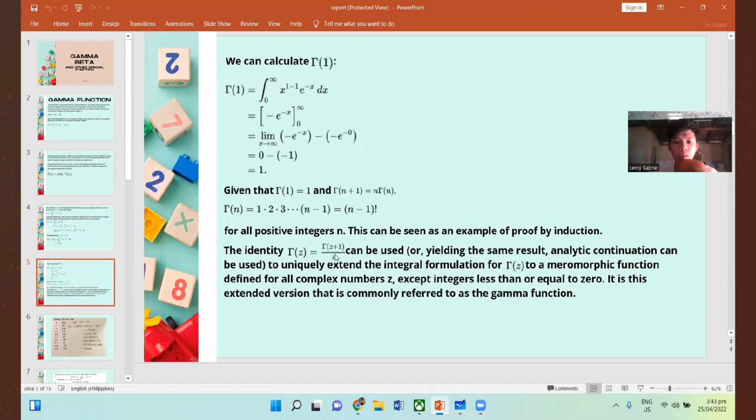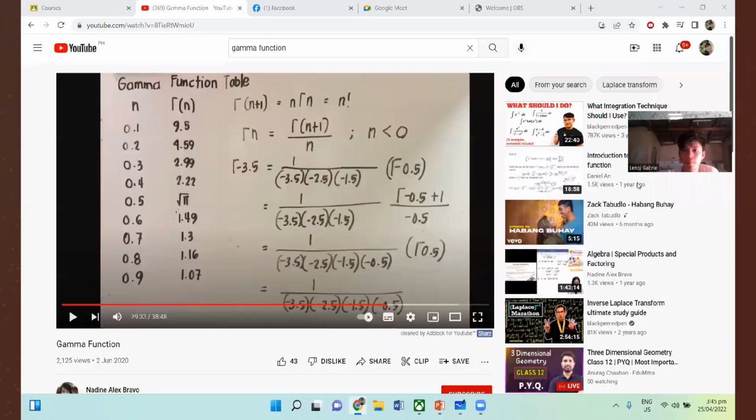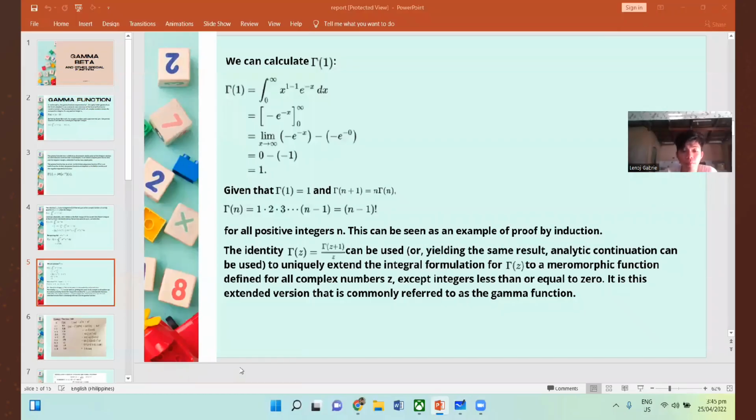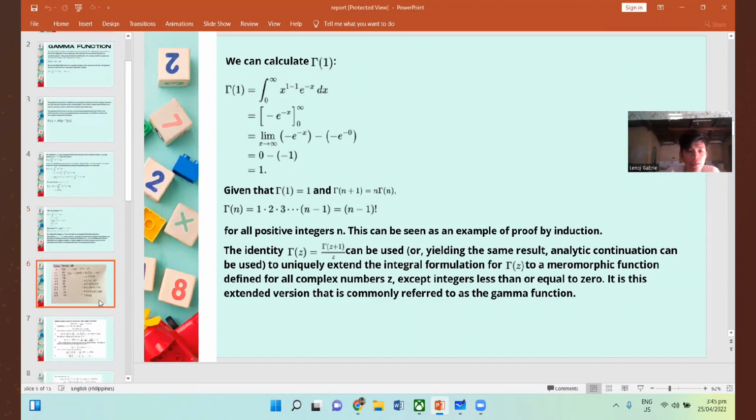So yan lang. So dito, magbibigay tayo example for this formula as gamma of z is equal to gamma of z plus 1 over z. So magbibigay tayo example yan. Now, bago tayo magbigay ng example for this formula, we are going to proceed to this slide.